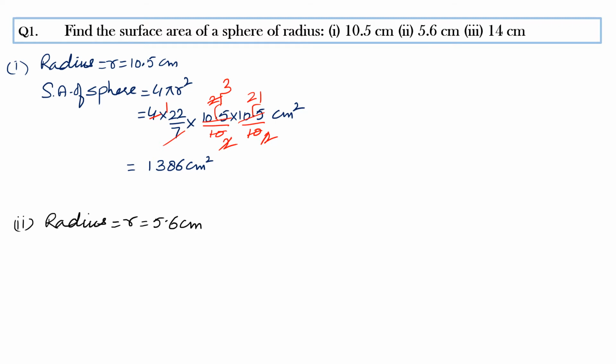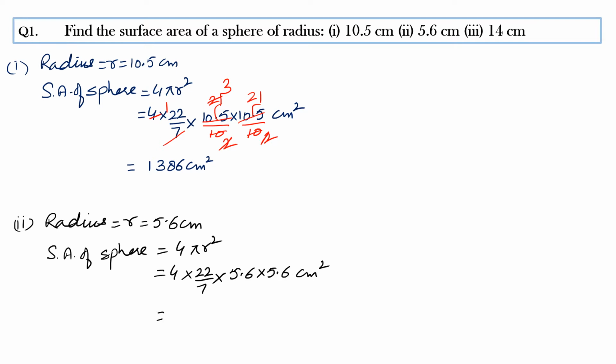Same way as we have done in first part, we'll find the surface area for second part. So surface area of sphere is 4 pi r square. Let's substitute the values. R is 5.6, so 5.6 we'll write twice. On simplifying these, we'll get the answer as 394.24 centimeter square. You can do the simplification yourself.